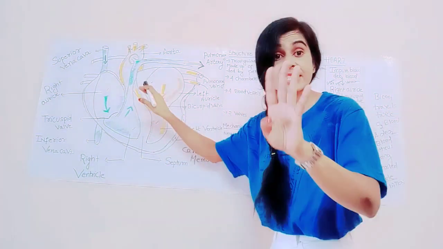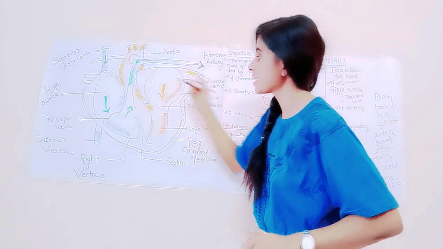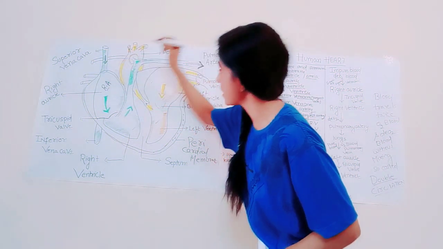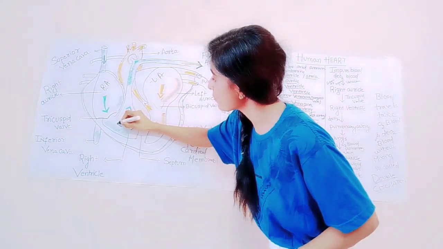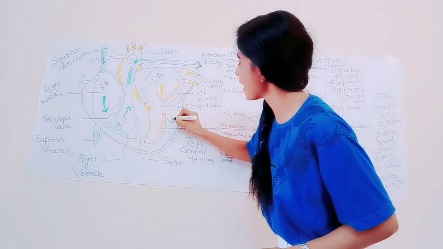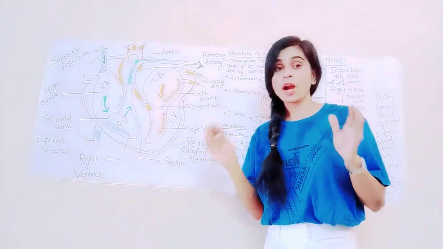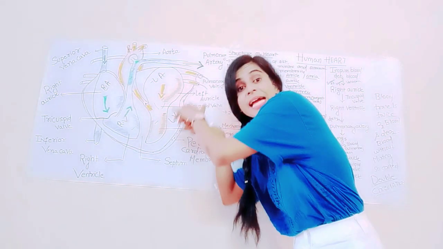The upper chamber is divided into 2 parts. This one is your right auricle, left auricle, right ventricle and left ventricle. Yes, you got the structure of the heart. Now, children, let's move inside the heart.